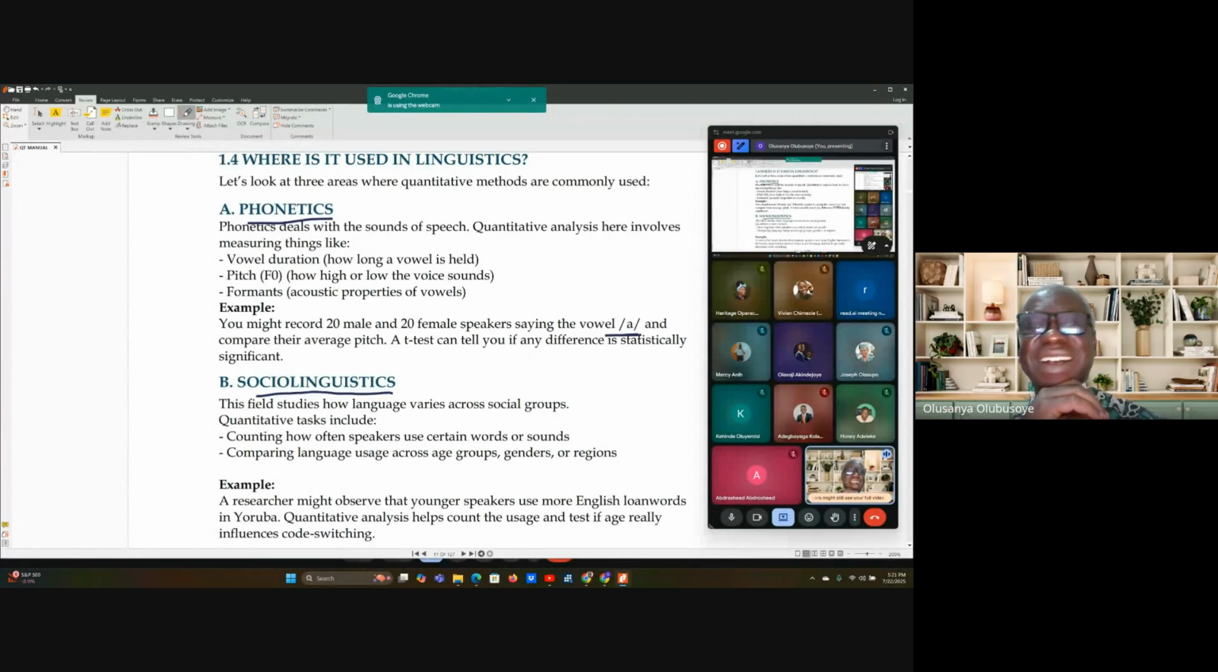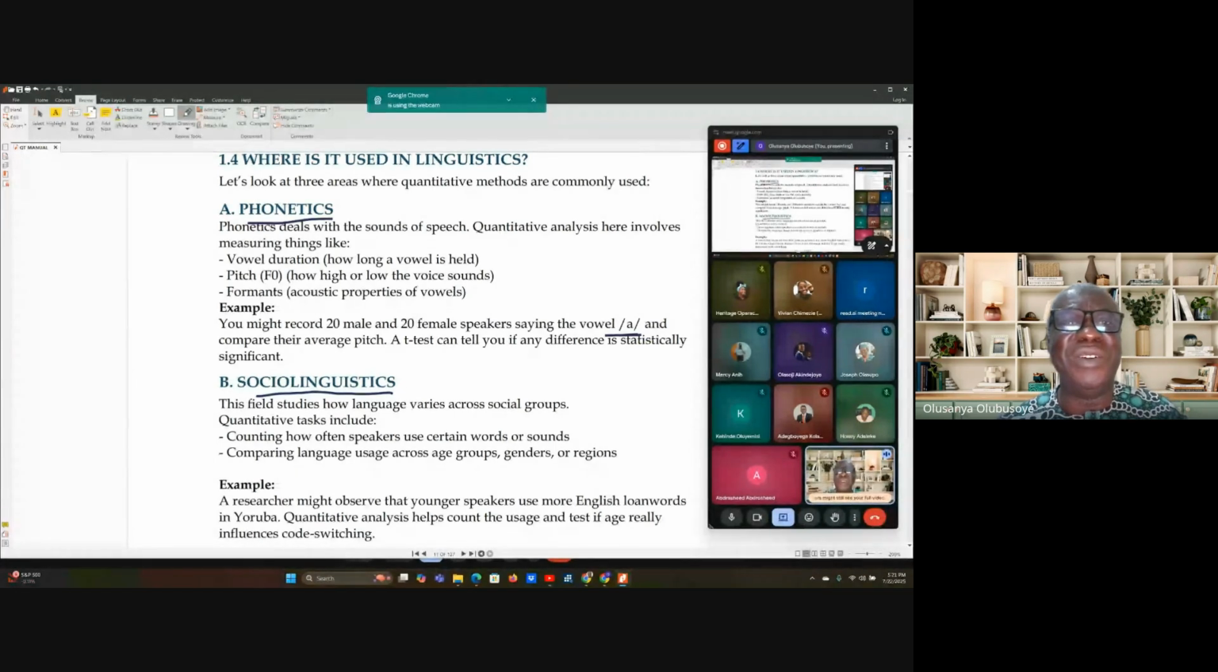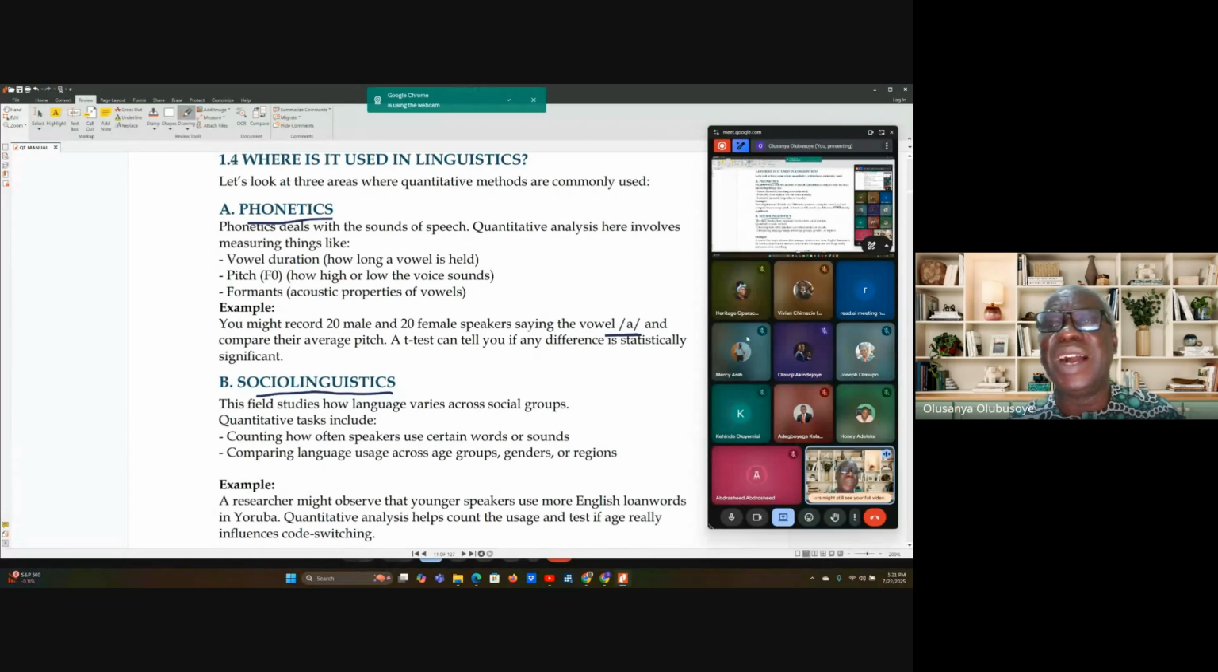We are not likely going to pronounce it the same way or use the same duration. Am I correct? Yes, sir. Good. So we can compare the vowel duration of the female in the class with the vowel duration of the male in the class.